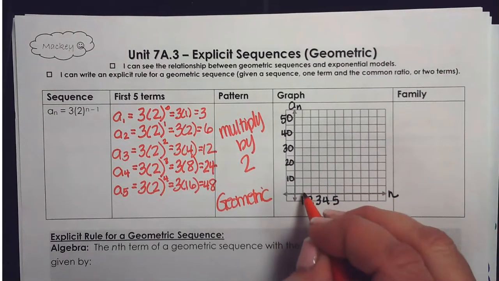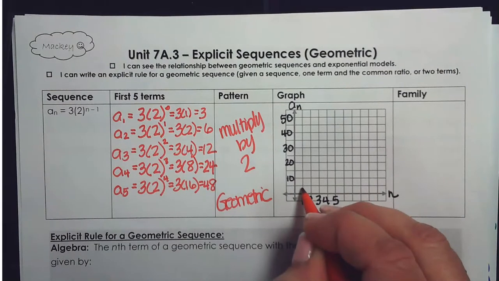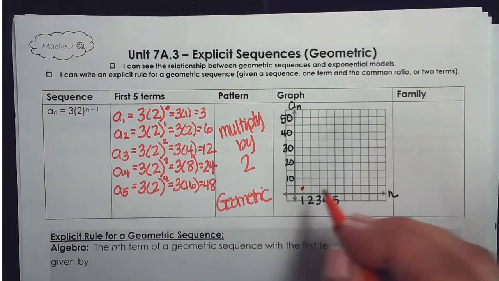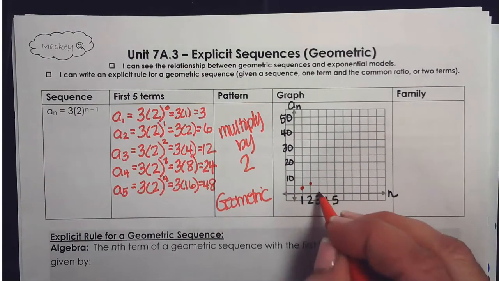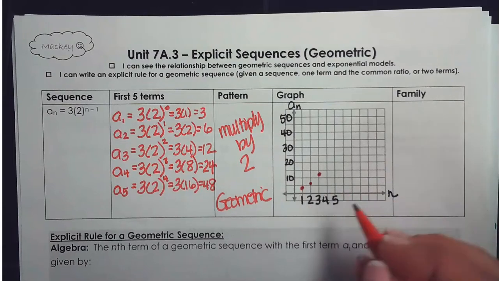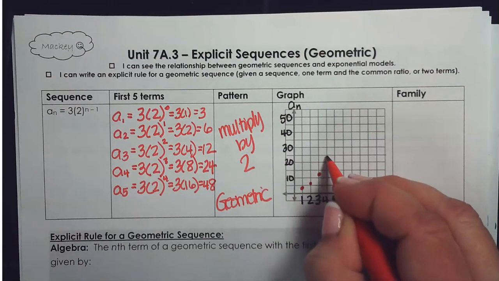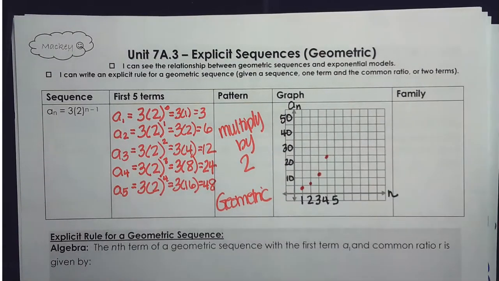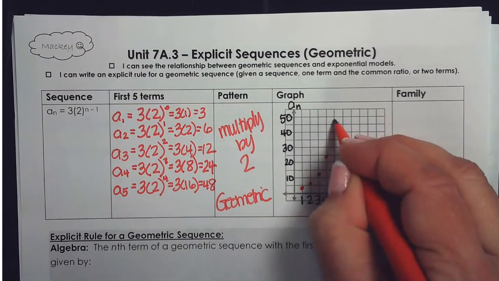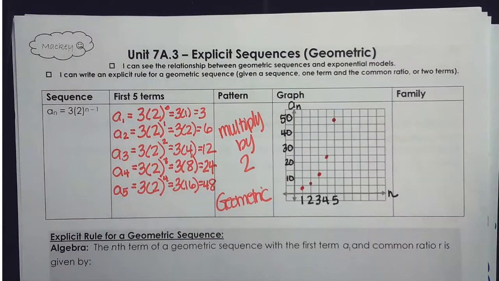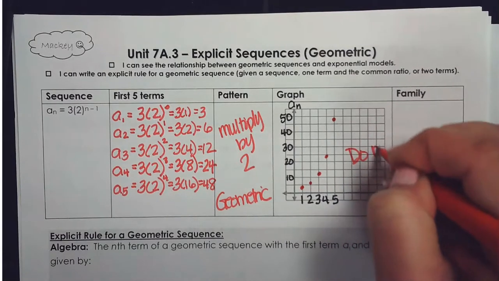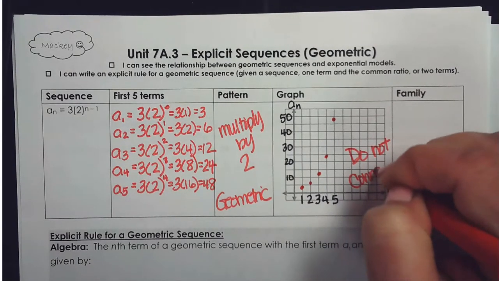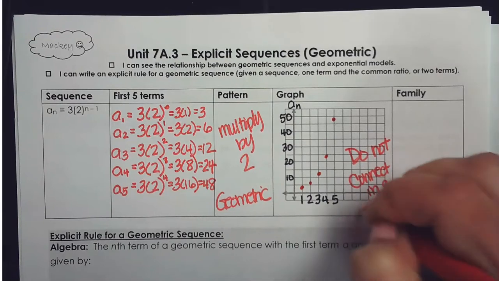So we've got 1, 3, a little more than halfway here, 2, 6, just above 5, 3, 12, 4, 24, just below 25, and 5, 48. Ooh, you guys, this isn't looking linear. Is that a problem? No. And again, we're not going to connect the points in a sequence.